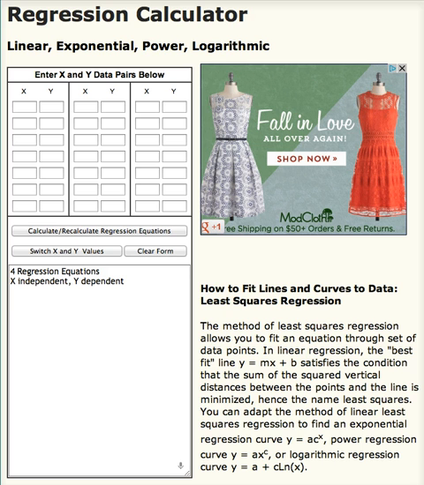This one does linear, exponential, power, and logarithmic. So for our purposes, we are going to look at linear versus exponential. We're not studying the other two right now. There is a third type that we need to think about, and that's quadratic. This calculator does not do quadratic for us. However, since we have lots of other tools available to us, if you have a quadratic relation, you can definitely find something that will do it for you.